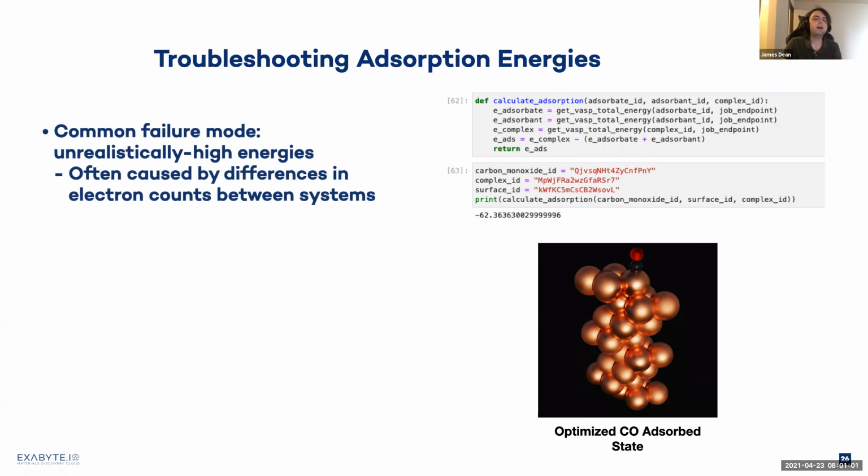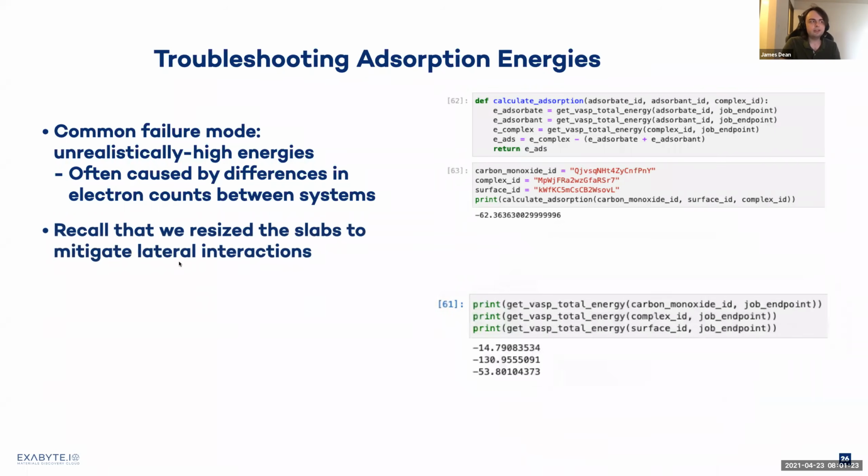And indeed, that is what's going on. This is just illustrating a pretty common failure mode in these calculations, where a common mistake is to compare systems without remembering the stoichiometry. Or in other words, there are differences in the electron counts between systems. So remember that we resized some of these slabs, including this slab, to try to mitigate those lateral interactions. In doing so, we increased the number of copper atoms in our complex.